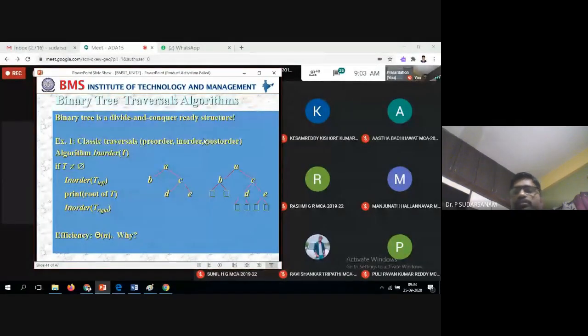merge sort. The next topic is called binary tree traversal algorithms. Now, do you have any doubt? Merge sort, quicksort?